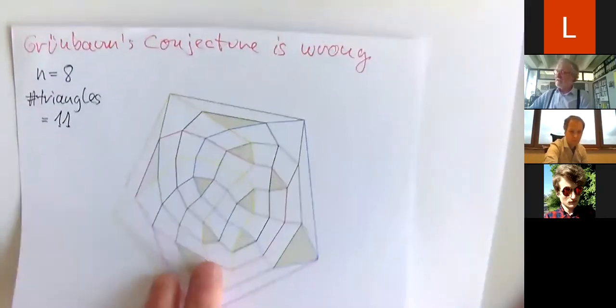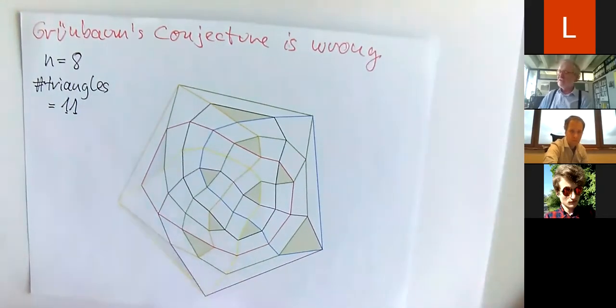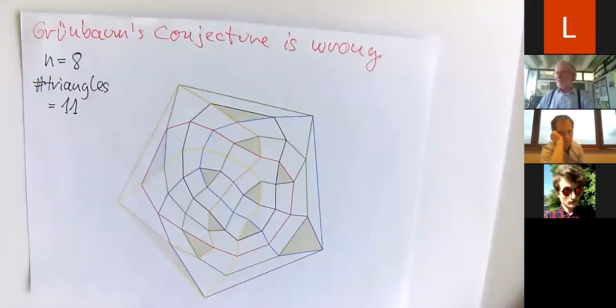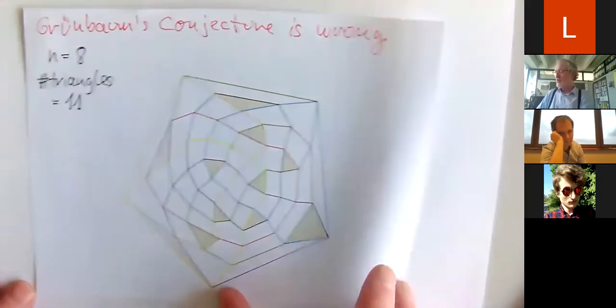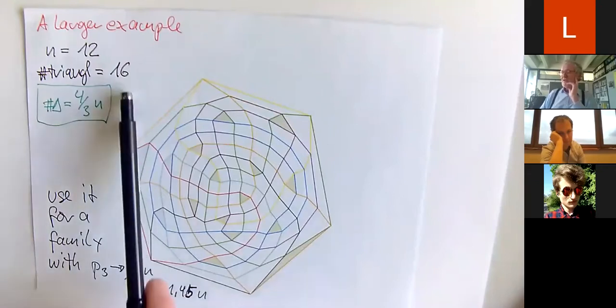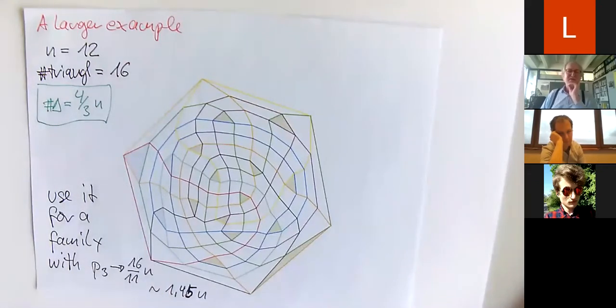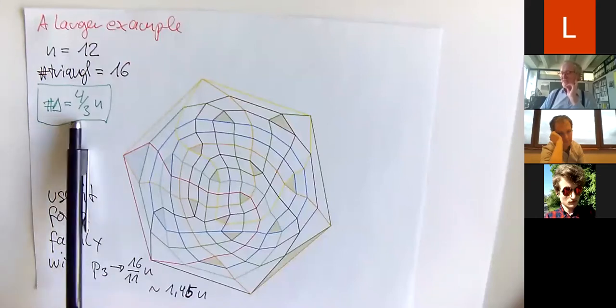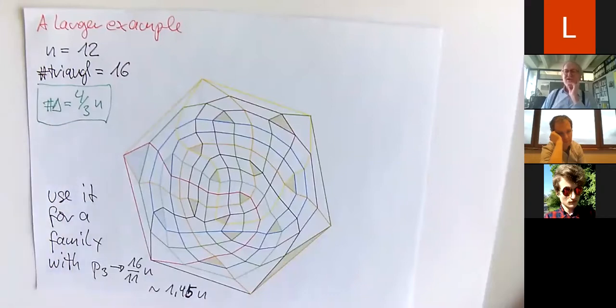And now, again, something that Manfred's computer told us is that Grünbaum's conjecture is wrong. This is an example, n equals 8 and only 11 triangles. So 2n minus 5. And there are more counterexamples. Here we have an example with 12 pseudocircles and only 16 triangles. And note that here we are actually at the lower bound. It's only 4/3 n.